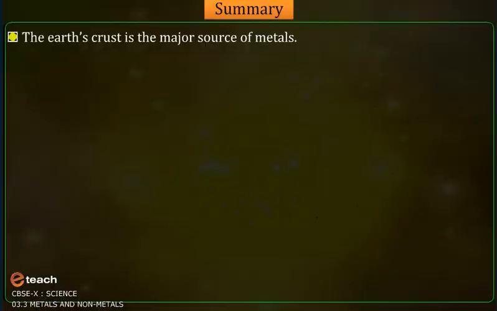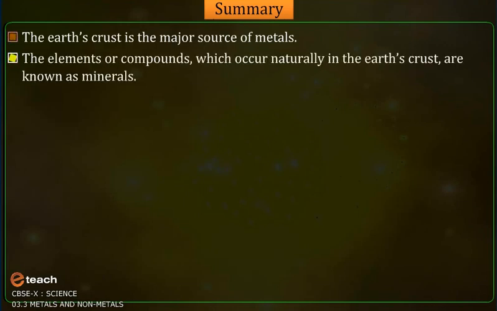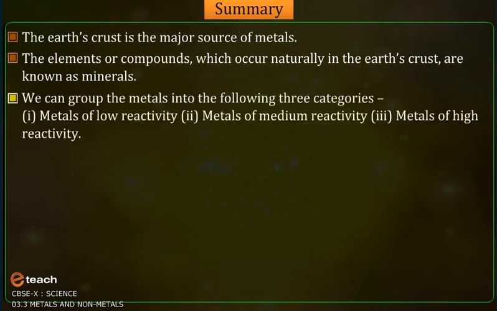Summary: The Earth's crust is the major source of metals. The elements or compounds which occur naturally in the Earth's crust are known as minerals. We can group the metals into the following three categories. 1. Metals of low reactivity. 2. Metals of medium reactivity. 3. Metals of high reactivity.